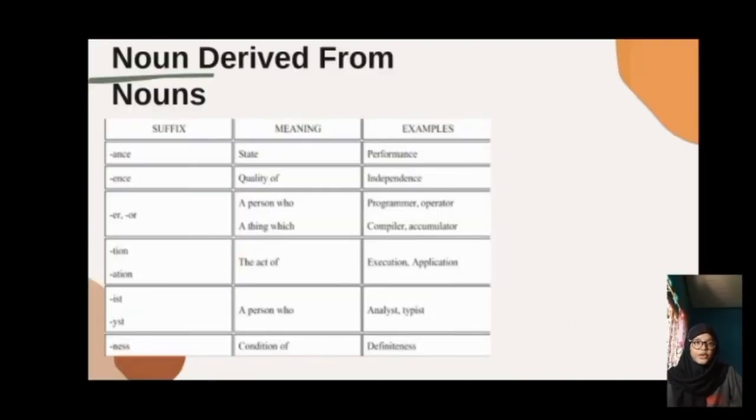Next is nouns derived from nouns. So there is a table here. There is suffix, meaning, and example. As we know, suffixes have a meaning. For example, like this: -and and -or. -And and -or have a meaning, a person who and a thing which. For example, programmer, operator, compiler, and accumulator.